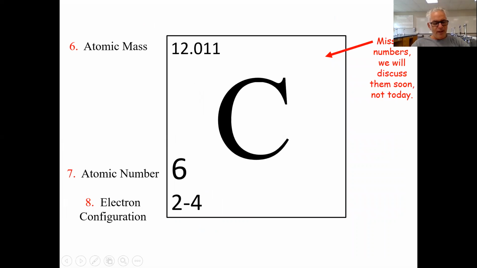Now, on the key is the key of the periodic table. You should have this out. There's a bunch of numbers. This happens to be the blow up or the exploded view of carbon. Carbon is an atom on the periodic table.